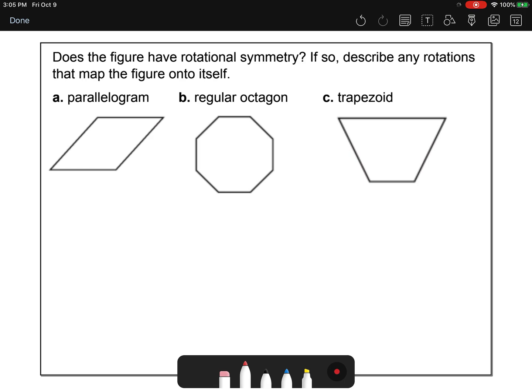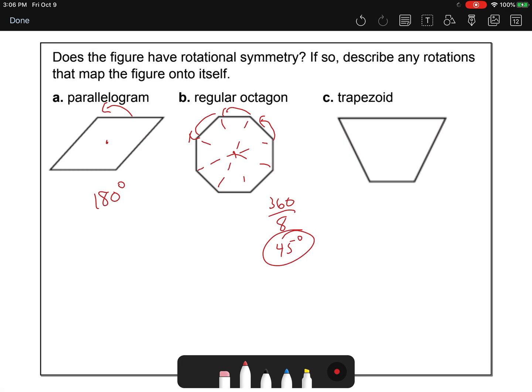Now, how many of these have rotational symmetry? In other words, if you rotated it, you could get it to look like it without going all the way around one time. Well, if we rotated this 180 degrees, it would look the same. How about an octagon? Well, we could rotate it each, like right there, right there, right there. What's 360 divided by 8? So that'd be 45 degrees.